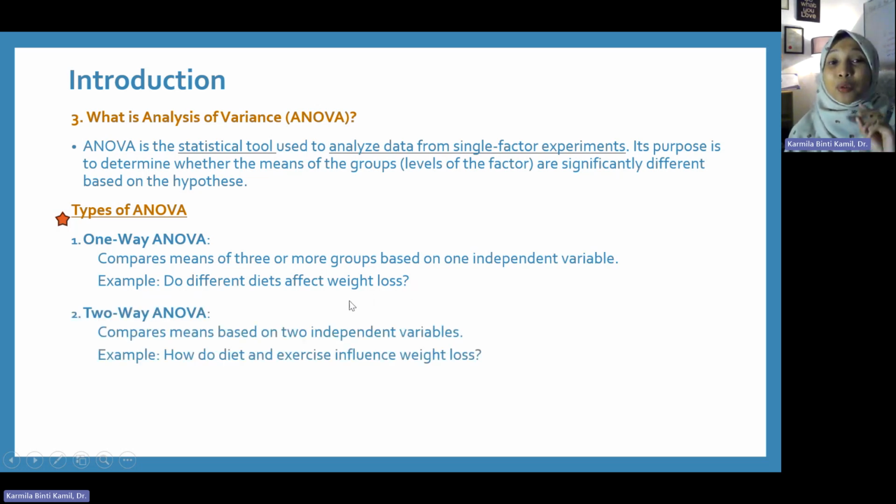Okay. Second one is two-way ANOVA. We compare means based on two independent variables. Okay, two-way ANOVA, two independent variables. For example, how do diet and exercise influence weight loss? Okay, if we look at the first example that we have here, we only look at diet. Okay, the independent variable is diet. Okay, in the two-way ANOVA here, the independent variables are diet and also exercise. All right. But in this video, I will show you only one-way ANOVA.